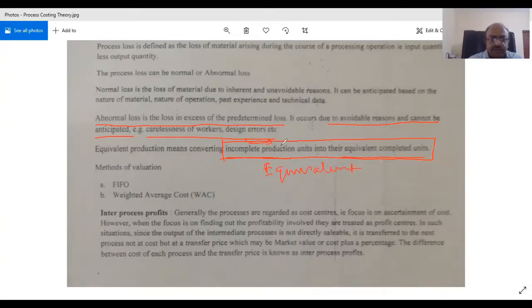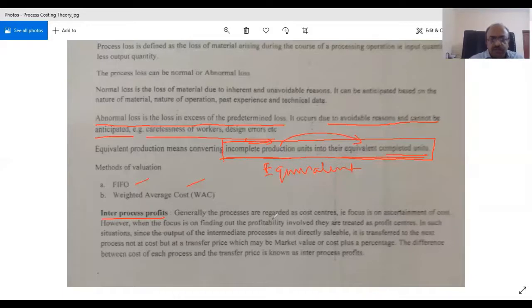Incomplete products, we will assume they are complete. Even though they are incomplete, we'll try to make them into completed products and divide. Same logic. If you have understood that, you will understand this. But there are two types of valuation, FIFO and weighted average. Apart from that, you may have problems where there are inter-process profits.